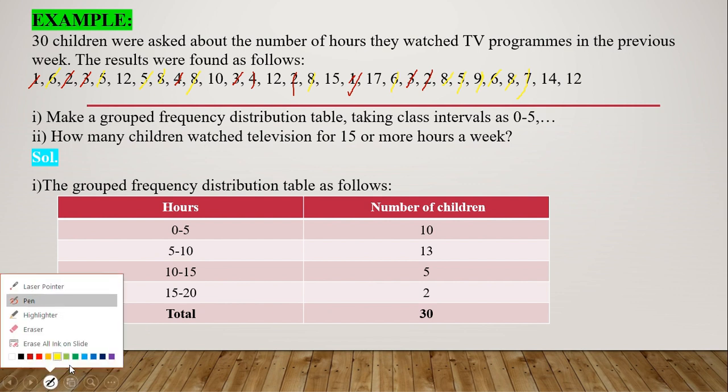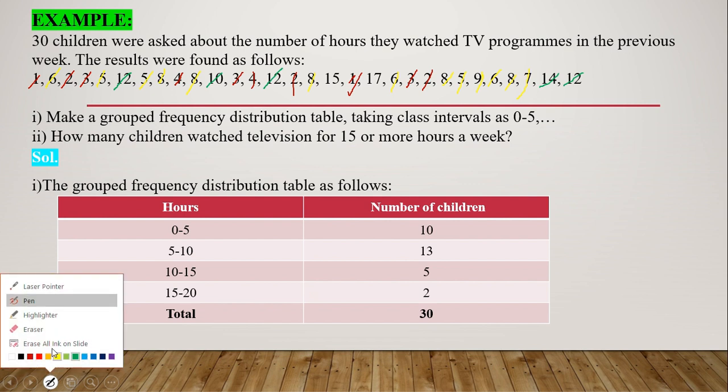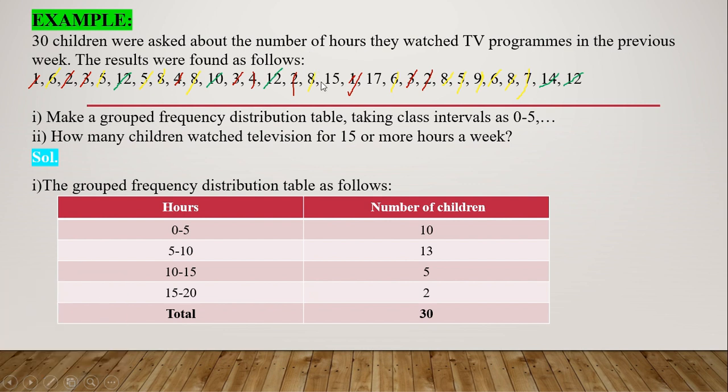Next we'll go with 10 to 15. That means 10 to 14 we have to take. 1, 2, 3, 4 and 5. 5 children. And 15 and above, it is 1 and 2. Only 2 children. So from this we can make the frequencies, and this forms a grouped frequency distribution table.